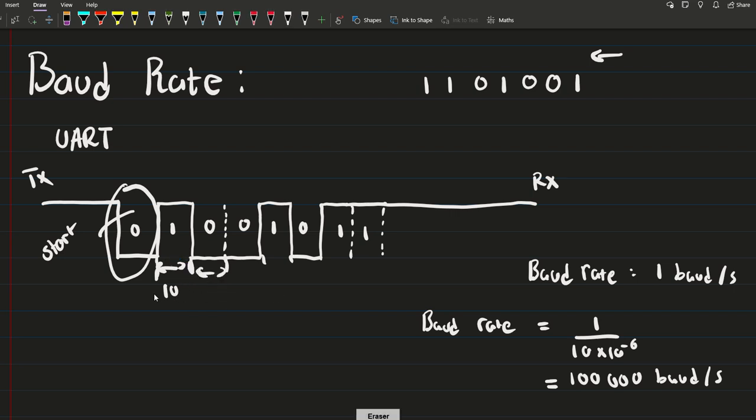Let's say now the baud is 7.81 microseconds. To find the baud rate, we say 1 over 7.81 multiplied by 10 to the power of -6, and then put that into your calculator, and it will give you something like 128,040 bauds per second.